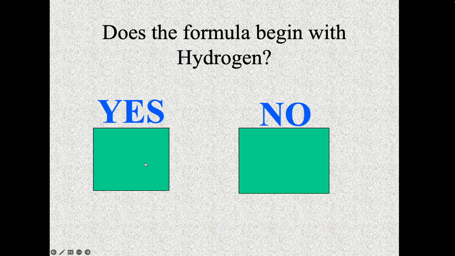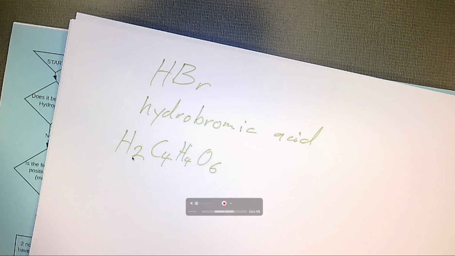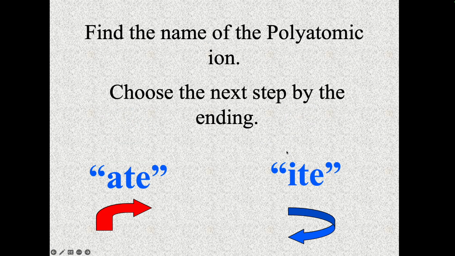Now, does water fit this? Not exactly. Water can be an acid. Water can be a base. It's actually both. All right, but does it start with hydrogen? Yes. Is it binary? No, there's a whole bunch of elements there, isn't there? All right, so our answer is no. We click on the lightning bolt. Now we find the name of the polyatomic ion and choose the next step by its ending.